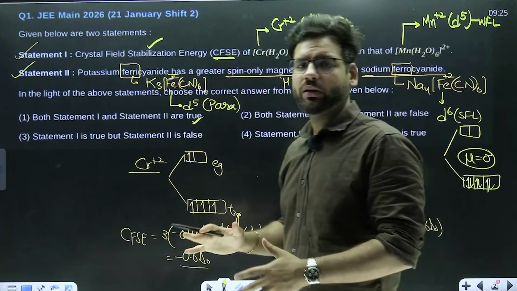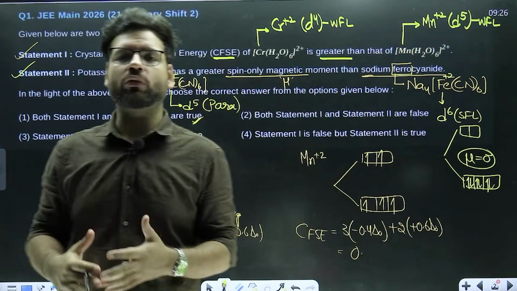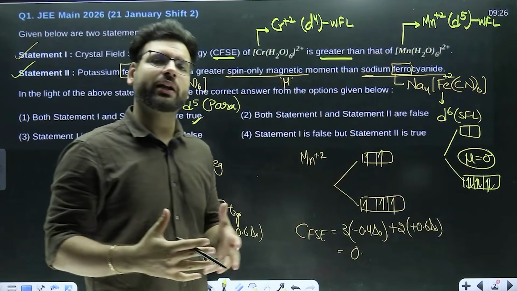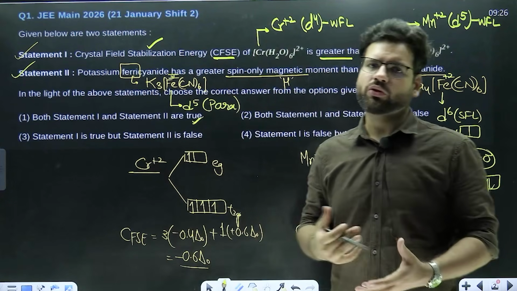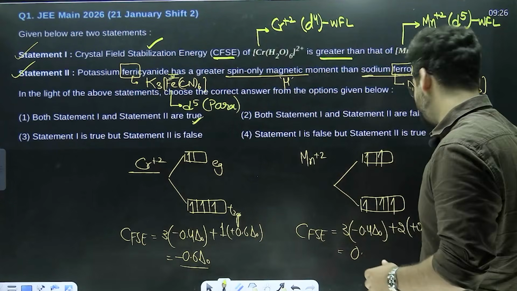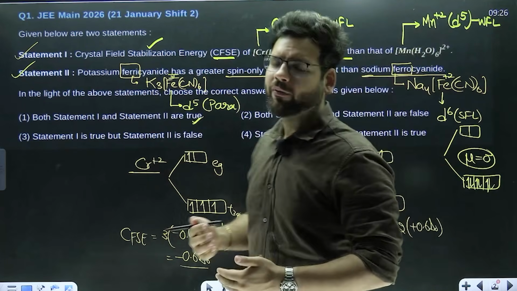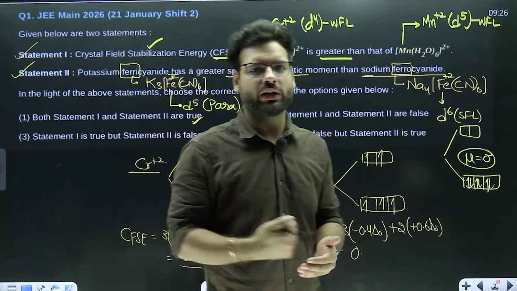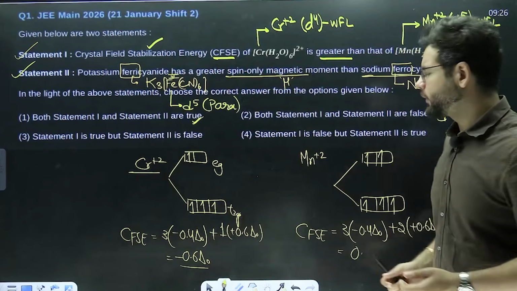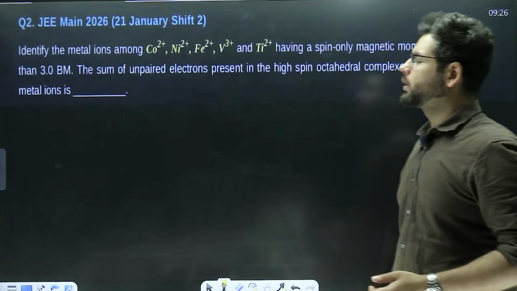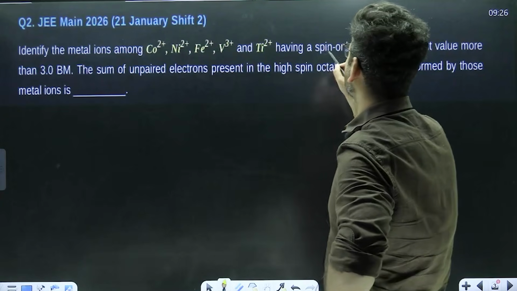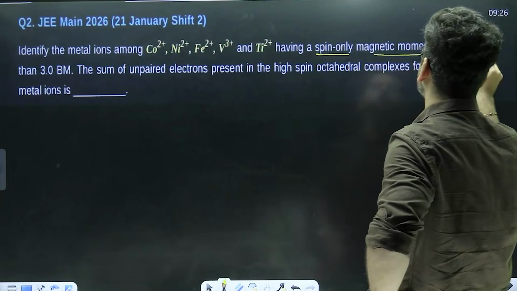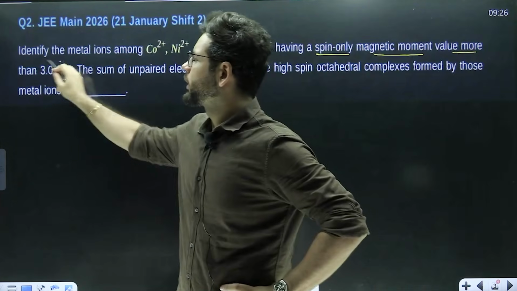It's a good question. So we have revised the concept of how to find CFSE, how to write the electronic configuration in the presence of a weak field ligand or a strong field ligand. Revision of each concept will keep happening in every other question that you see. I hope it is clear to everyone. Moving to the next one. The next question is, identify the metal ions among these having a spin only magnetic moment value more than 3 Bohr magneton.